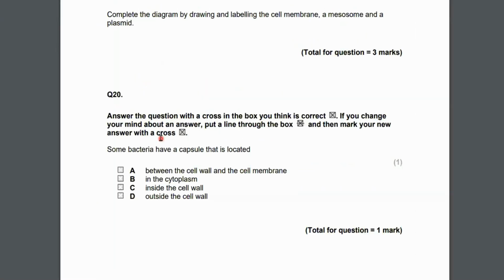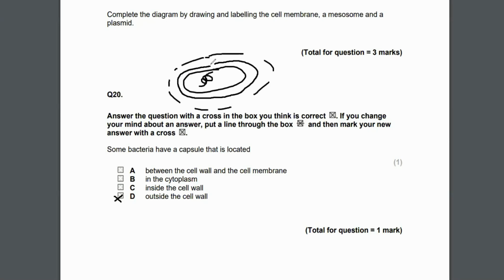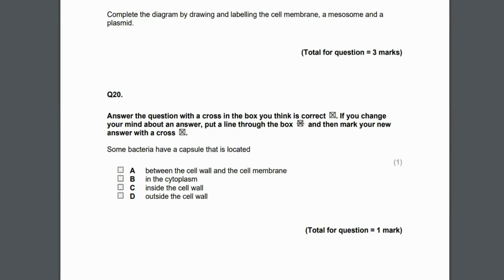Right, question 20, zooming in. Some bacteria have a capsule that is located outside the cell wall. The capsule, glycocalyx, it's like a snotty slime mucus layer around the outside of bacteria, and that's the capsule. So it's going to be outside of the cell wall.